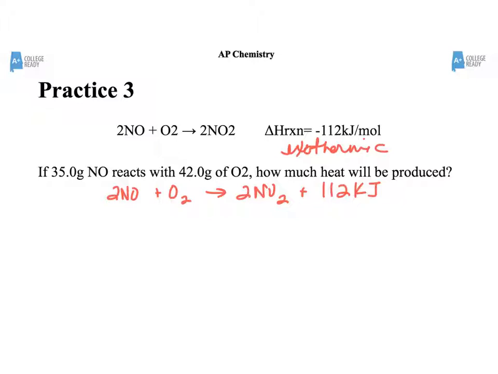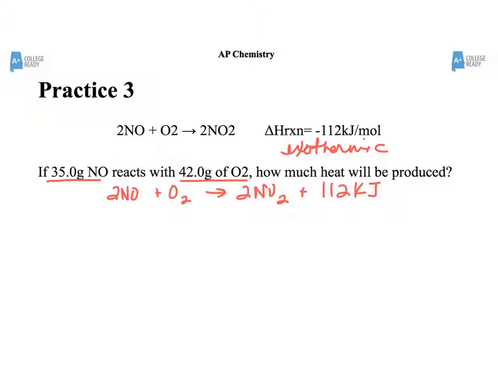All right, we are starting with 53 grams of nitrogen monoxide, 42 grams of oxygen. How much heat will be produced? Well, the first problem is, this is a limiting reactant problem. So we're going to have to figure out which one is the limiting reactant, and that's going to be the one that's going to determine the heat. All right, so it's going to be the one that's going to produce the least amount of heat.